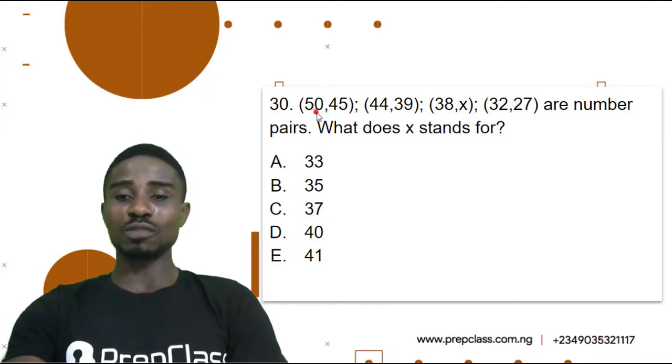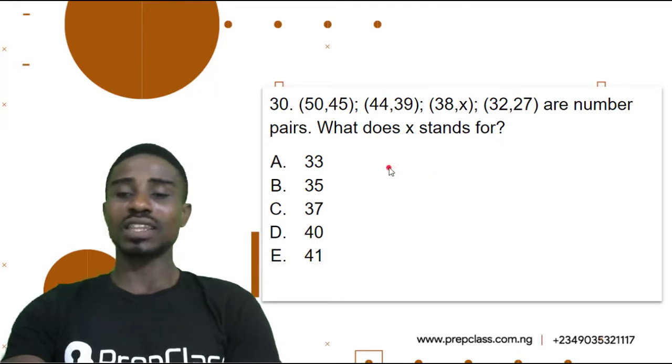If you look at it, 50, if it counts down 5, it will give you 45. So 50 minus 45 will give you 5. Having taken note of that, 44 and 39. So 44 minus 39 would also give you 5. So 38 and x. It has to be a number that when you subtract it from 38, it will give you 5. Let's look at how to get this done.